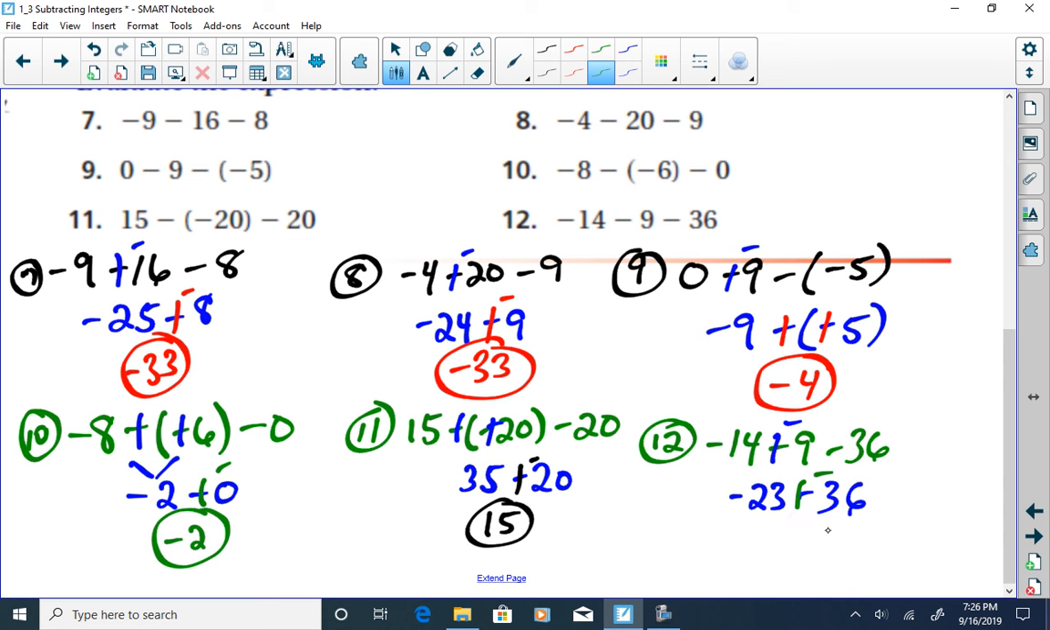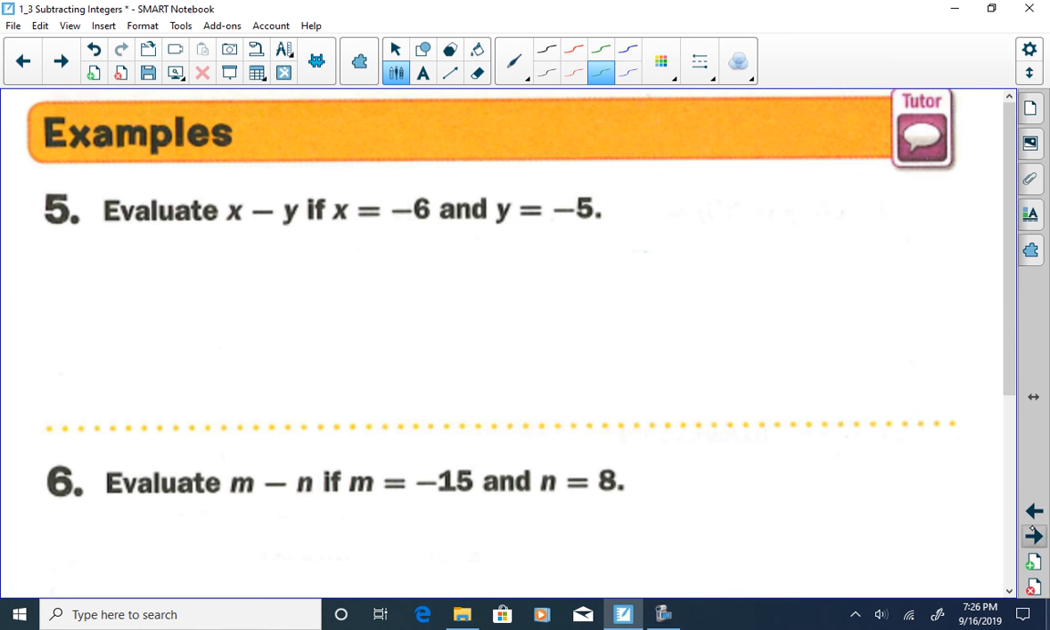Add its opposite, negative 23 plus negative 36. It's going to be negative 59. All right, we continue. We want to be able to evaluate expressions using integers now.